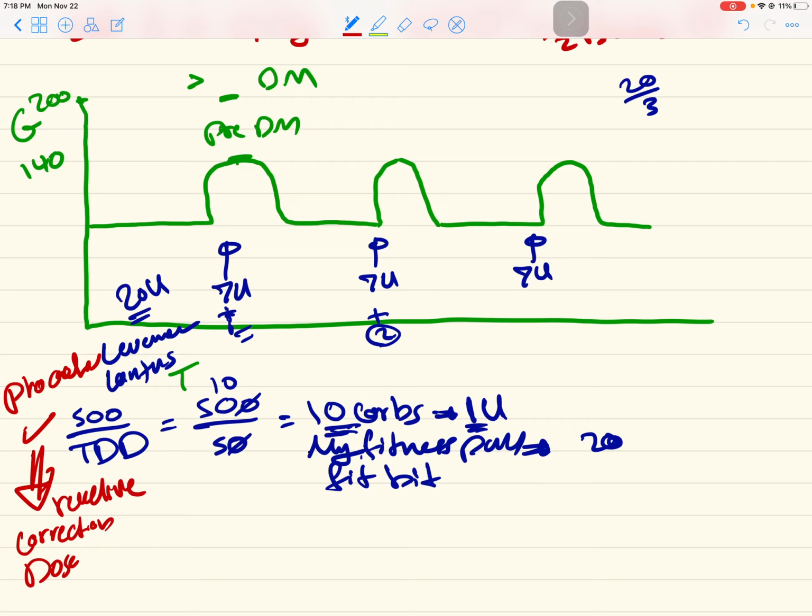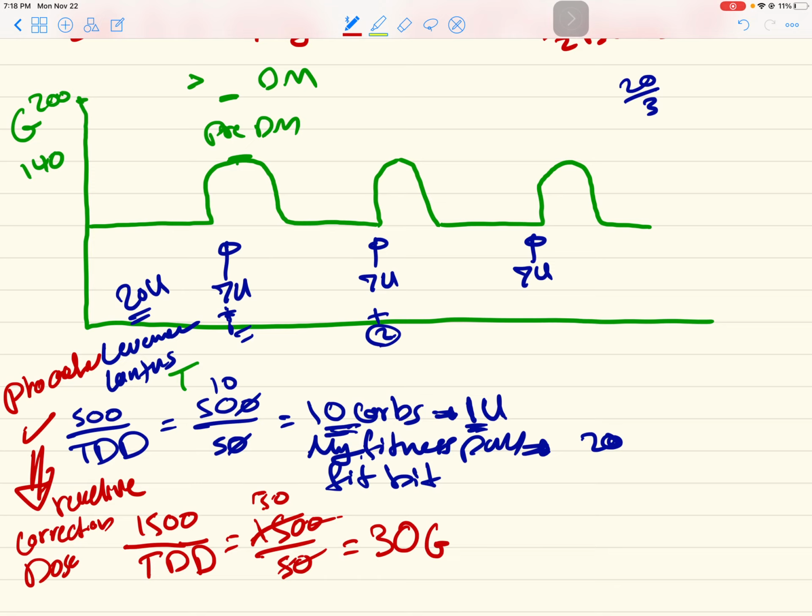Rather than reactive. Correction dose, the way you calculate it, you have 1500 divided by the total daily dose. So in this case, 1500 divided by 50 is going to be 30. So it's going to be 30 glucose.